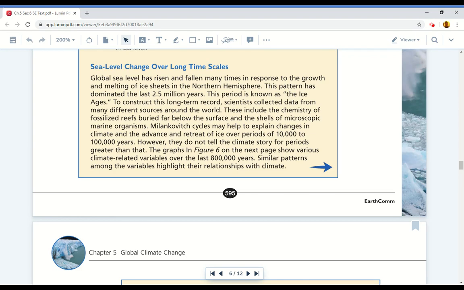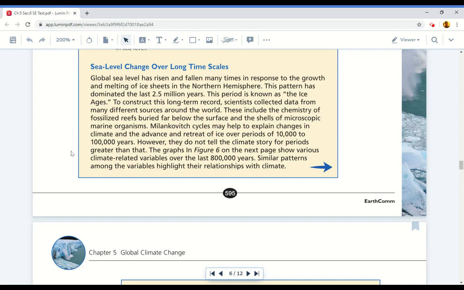To construct this long-term record, scientists collected data from many different sources around the world. These include the chemistry of fossilized reefs buried far below the surface and the shells of microscopic marine organisms. Milankovitch cycles may help to explain changes in climate and the advance and retreat of ice over periods of 10,000 to 100,000 years. However, they do not tell the climate story for periods greater than that.